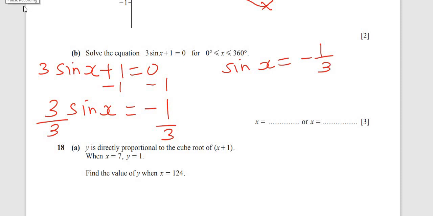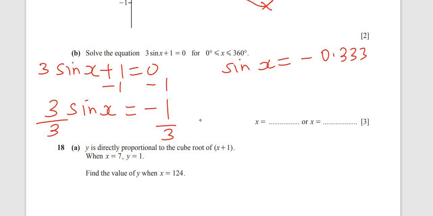So we need to find two angles that have a sine of -1/3. So we can actually change this into a decimal. So it's 0.33 recurring. Then one thing that we need to note is that for the sine of an angle to be negative, that angle has to be greater than 180 degrees but less than 360 degrees. So this is what we're going to do.